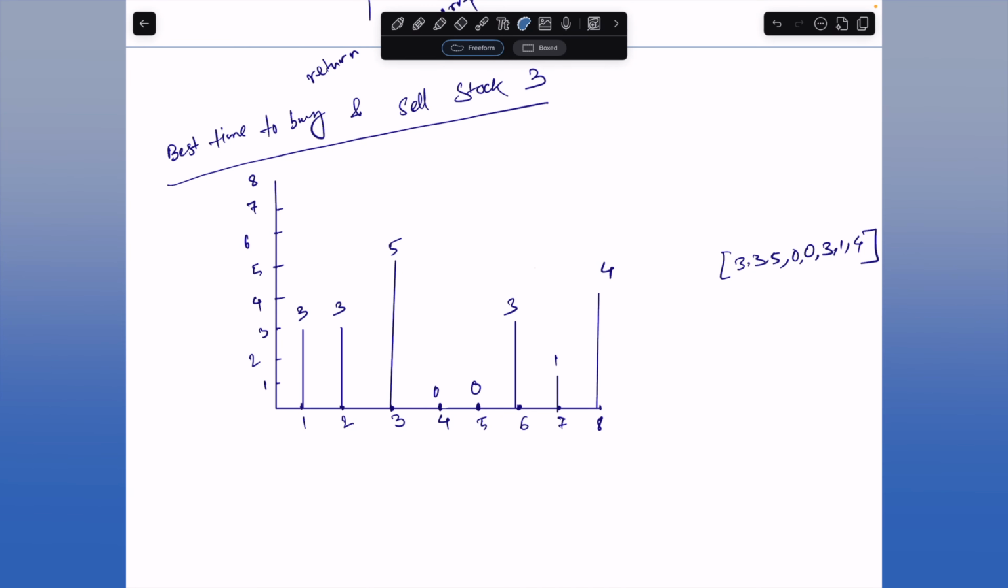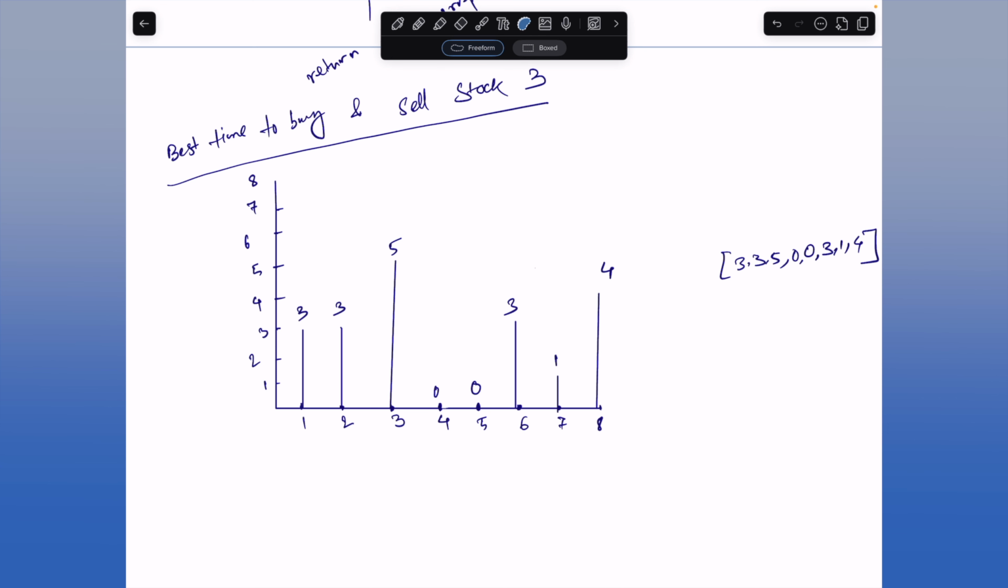Okay, so let's try to study this problem: Best time to buy and sell stock 3. This is almost similar to best time to buy and sell stock 1, but over there we could make only one single transaction, and here we can make only two transactions. We have to make two transactions.